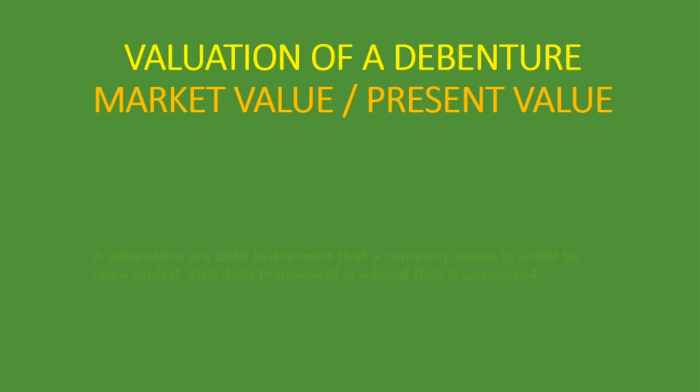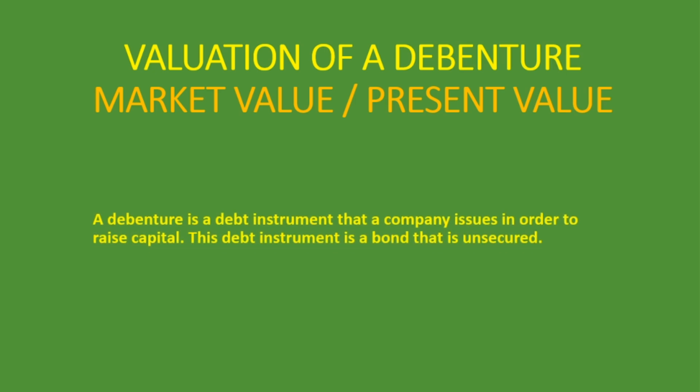So what is a debenture? A debenture is a debt instrument that a company issues in order to raise capital. This debt instrument is a bond that is unsecured. So a bond that is unsecured is known as a debenture.